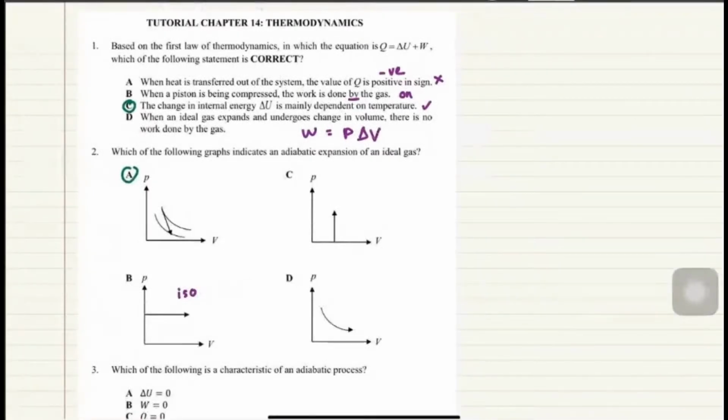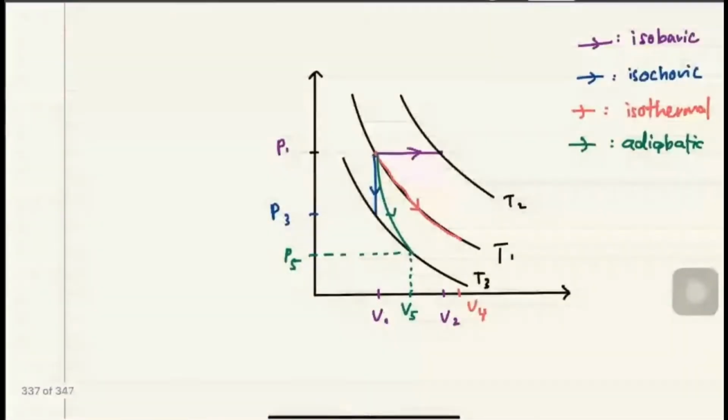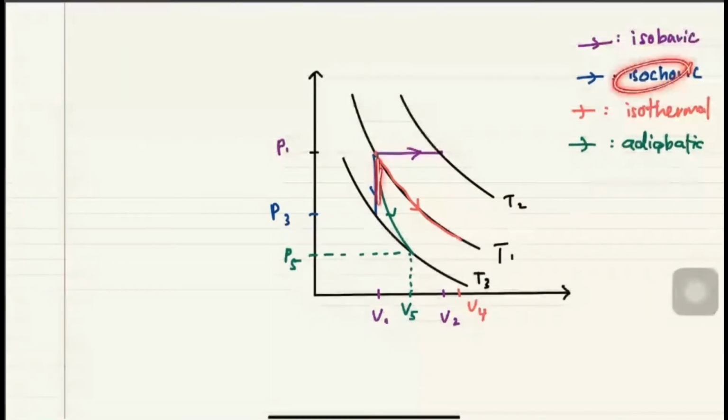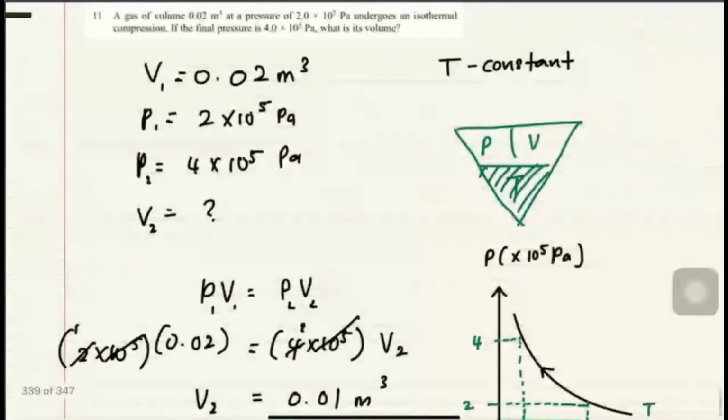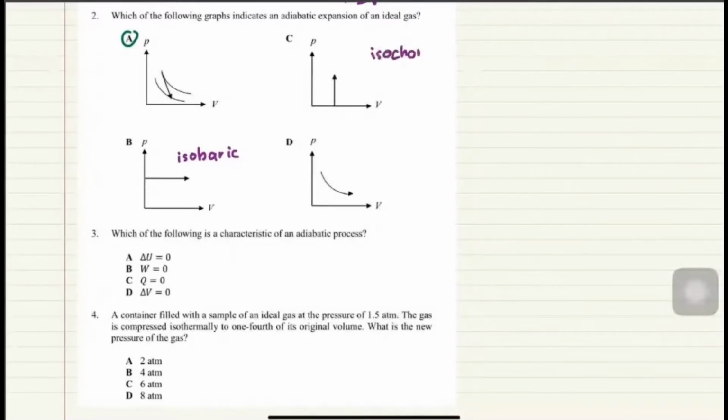Okay, kalau kita tak sure, we can always check. If you go back to our lecture notes, kalau constant pressure is isobaric. Kalau constant volume, isochoric. So this one is isobaric. Okay, good. Question, kalau answer C tu dia adalah isochoric. Yes. And D is thermal. Bagus.